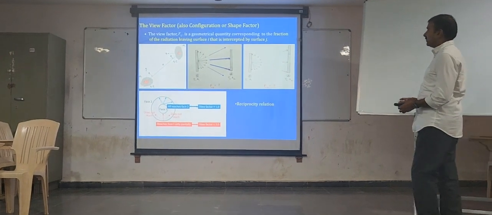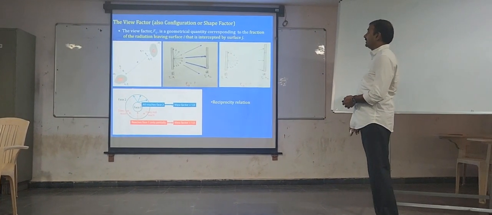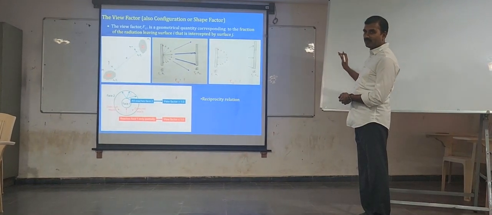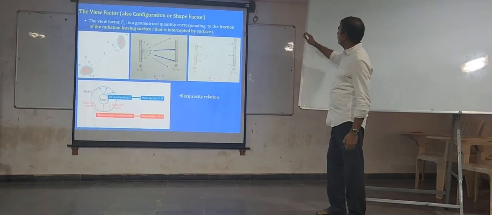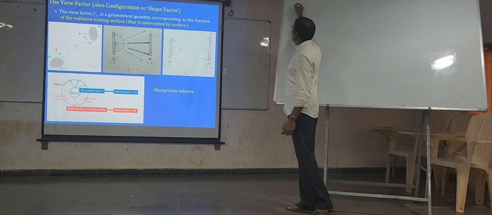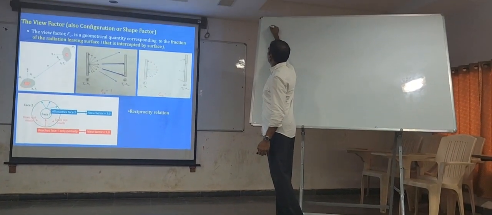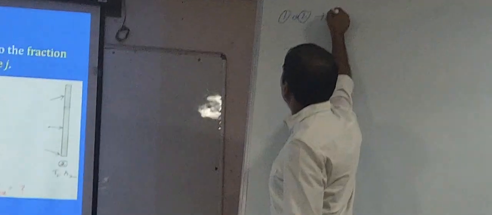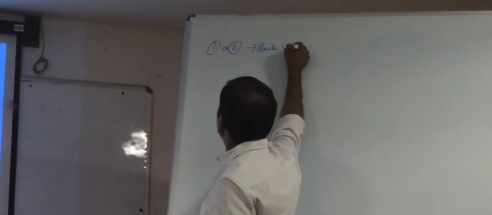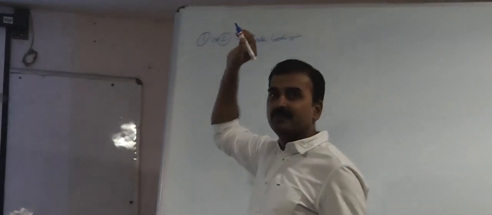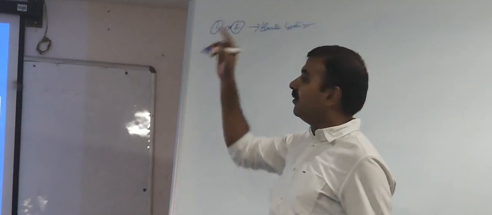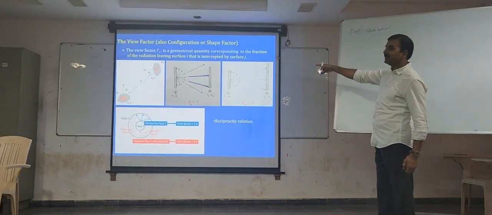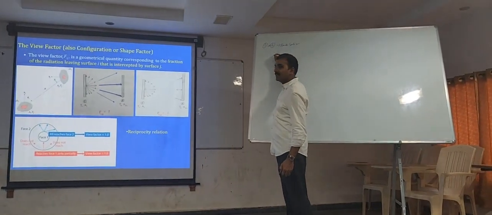So now, suppose I am taking this. This I am assuming body 1 and body 2. Same diagram I am doing. So taking 1 and 2 as black bodies, both 1 and 2 arbitrarily I am assuming as black bodies. Now, what is the energy emitted out of this body 1?